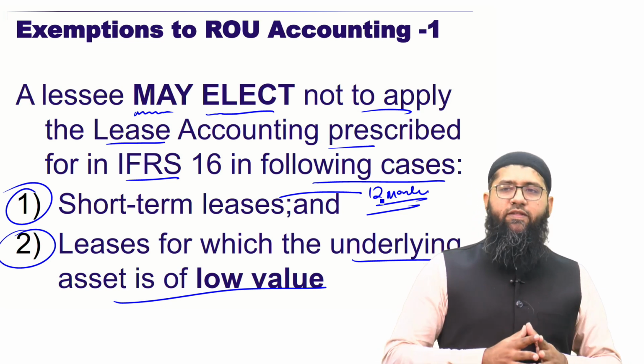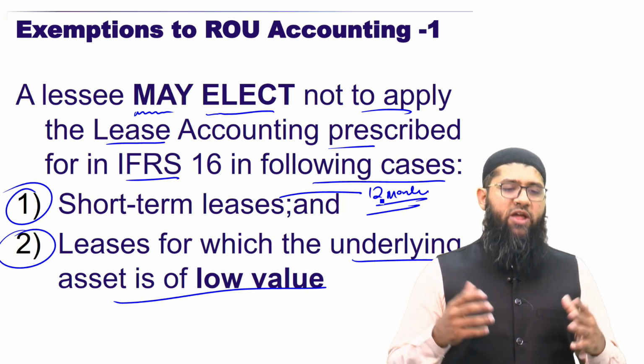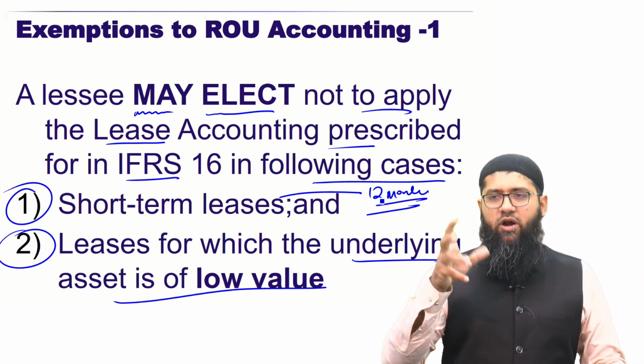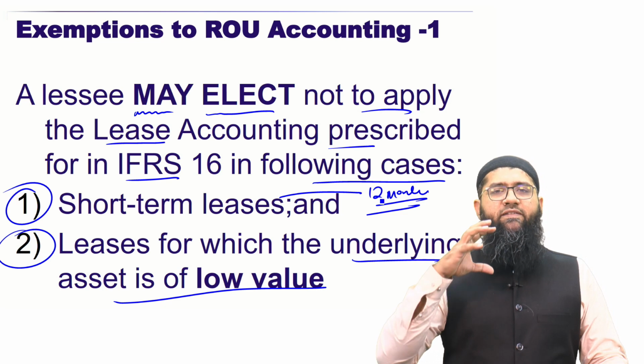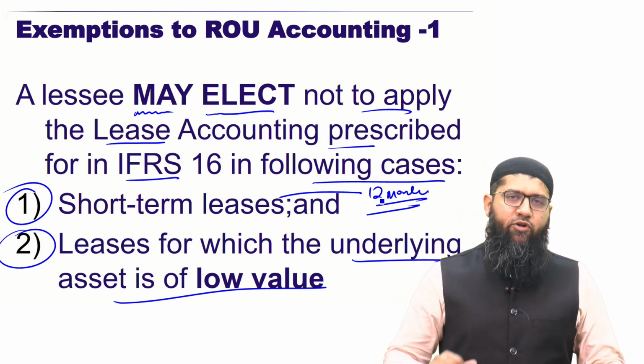And what about the leases of low value? The low value leases are, again, what is low value? Subjective. IFRS 16 does not define low value lease. It says it's judgmental. It depends upon company to company, entity to entity.